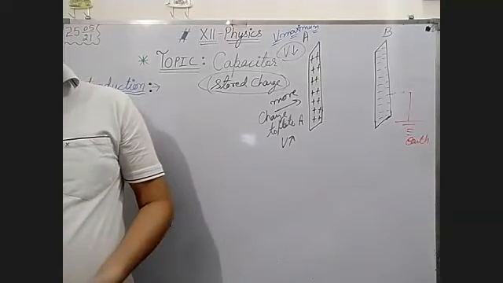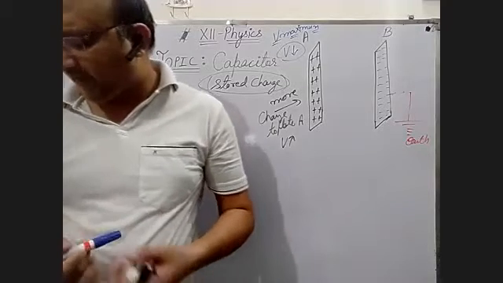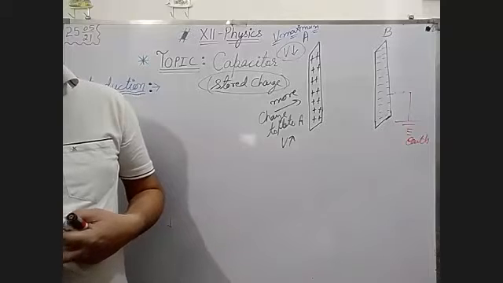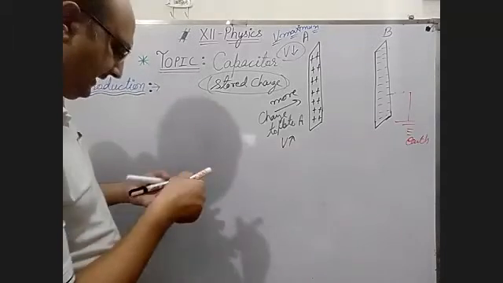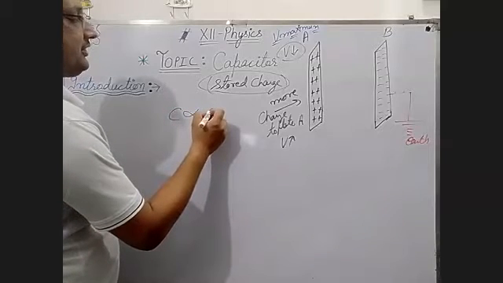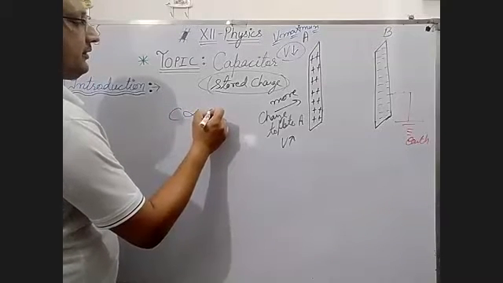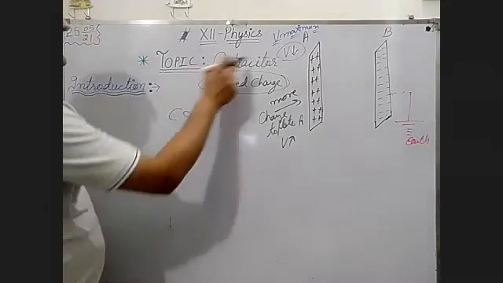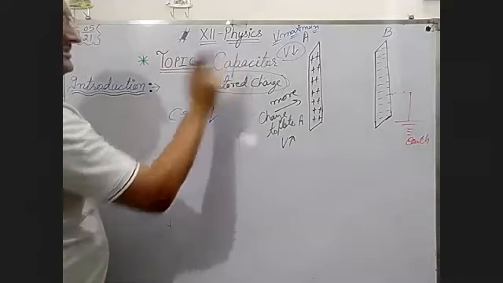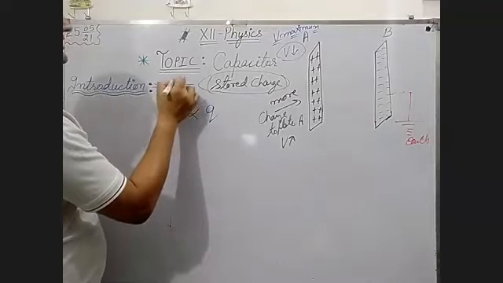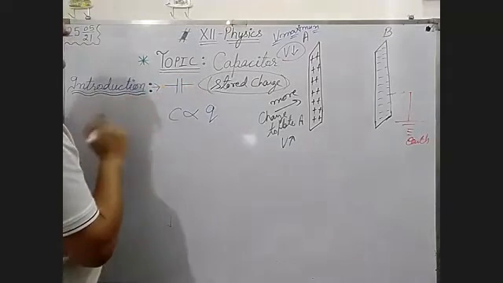What is the formula for calculating capacity of a capacitor? Capacity of a capacitor can be calculated by: C is directly proportional to Q, where C is capacitance of a capacitor, and this capacitor is denoted by two parallel plates. In this way you can write.